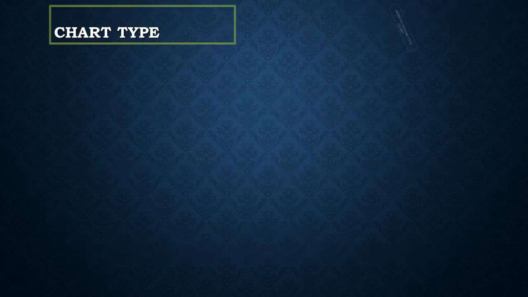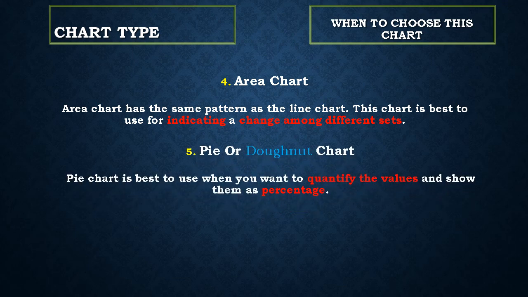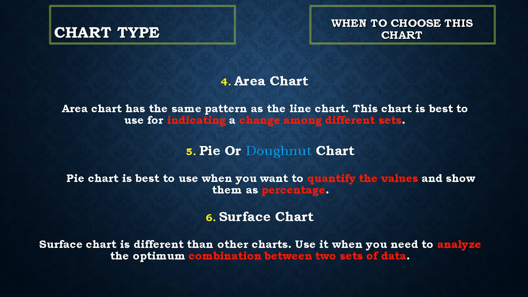Area chart: the area chart has the same pattern as the line chart. This chart is best to use for indicating a change among different sets. Pie or donut chart: the pie chart is best to use when you want to quantify the values and show them as percentages. Surface chart: the surface chart is different from other charts. Use it when you need to analyze the optimum combination between two sets of data.